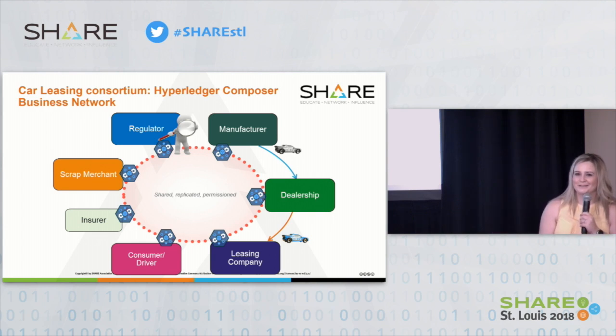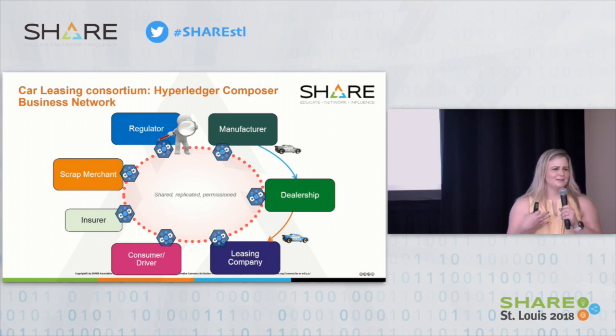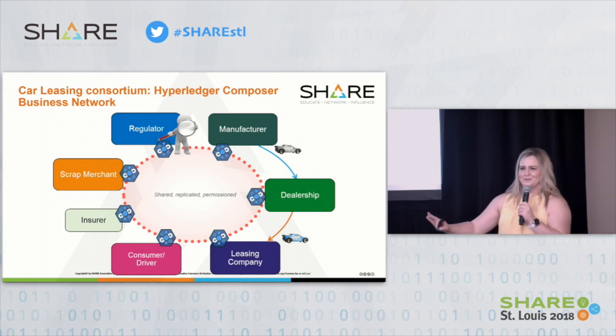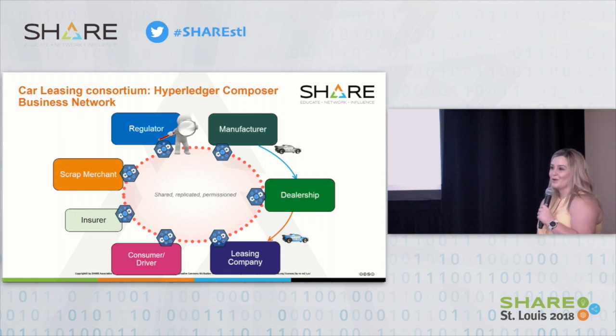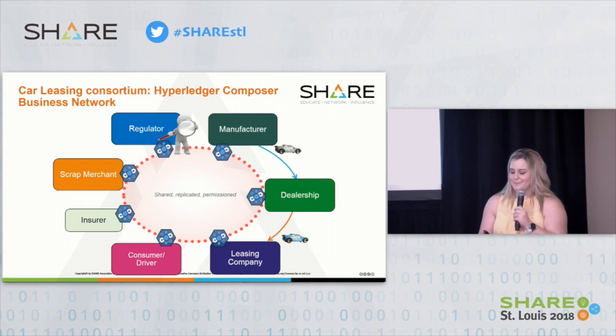Oh, that scrap merchant. That is part of the life cycle, but we sure hope he's not going to be part of my scenario, right? I'm going to take good care of my Corvette. It's never going to get to the scrap merchant. I'm never going to need parts from the scrap merchant. And then overseeing all this, we are going to have a regulator. So we've got quite a few participants in our business network.